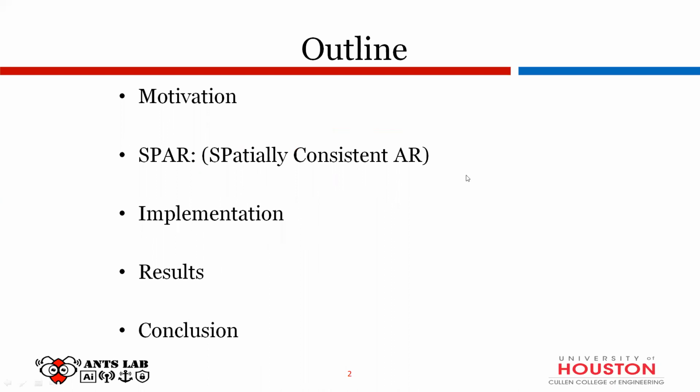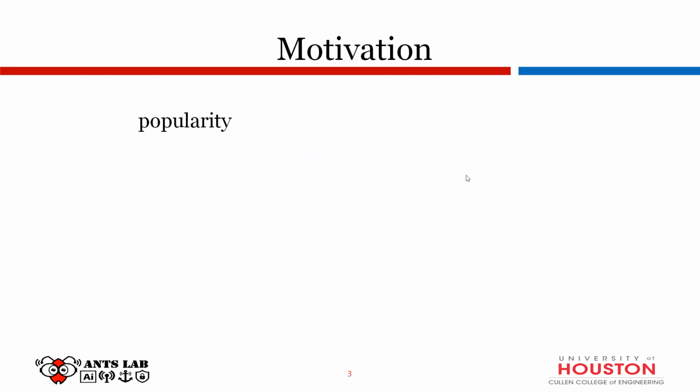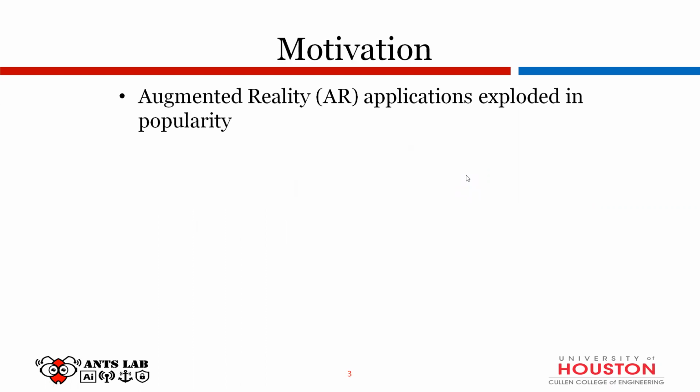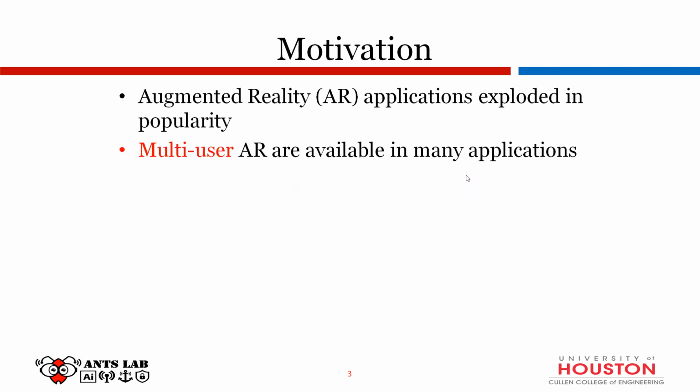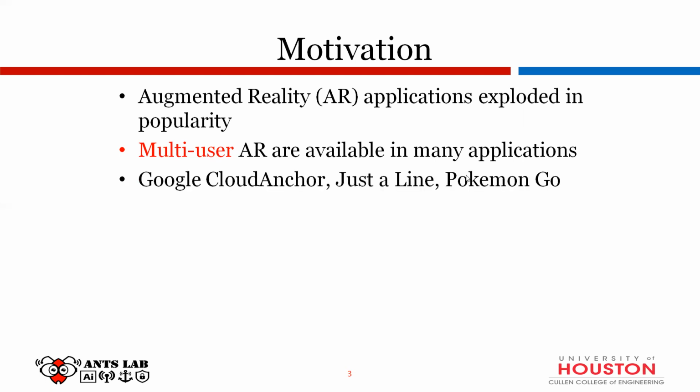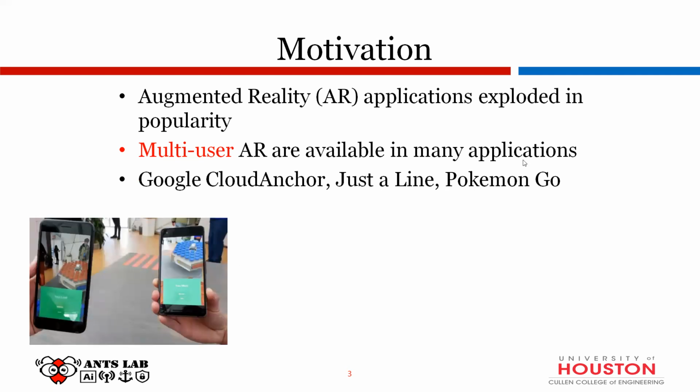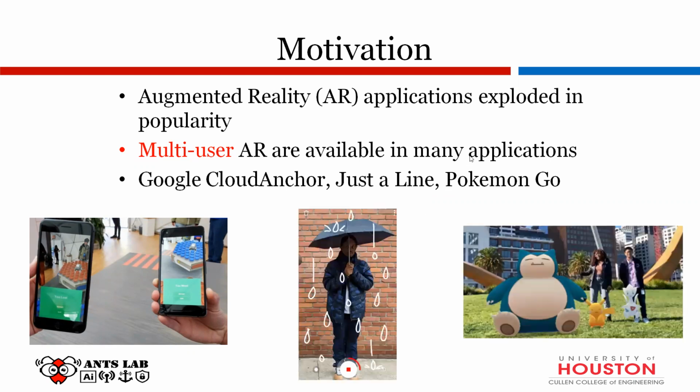So this is the outline of the paper. Augmented reality applications have exploded in popularity, and right now there are many multi-user AR applications available. As we know, there are Google Cloud Anchor, Just a Line, and Pokemon Go. On the left side is Google Cloud Anchor. As you can see, they're playing a game, but there's actually a virtual, augmented reality object there. Just a Line and Pokemon Go all use AR, and it can be used by multiple users.